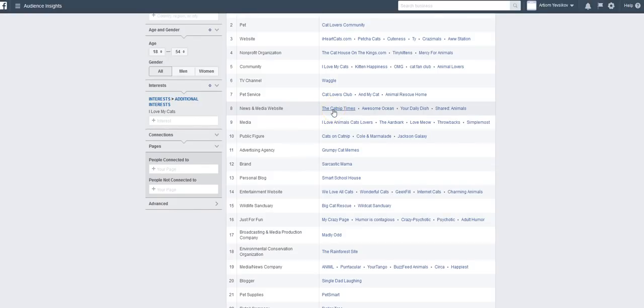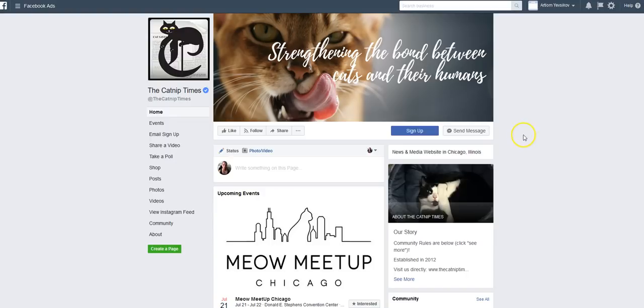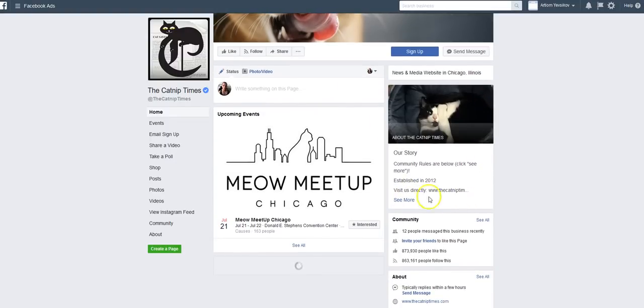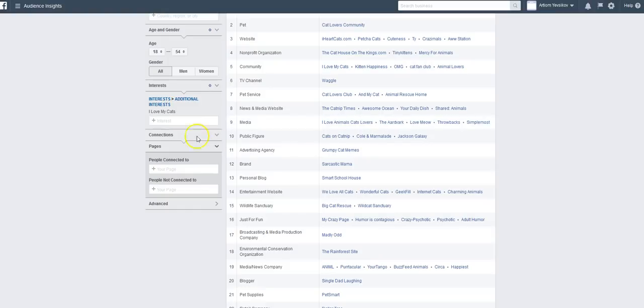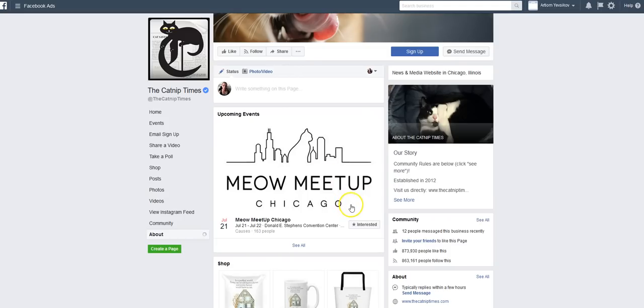Catnip Times. Okay, news and media website. Catnip Times. Awesome Ocean. Your Daily Dish. Shared Animals. All right, so let's see how targeted it is. Okay, Catnip Times. Let's go to their about page. What we want to find out here is what this page is all about, because it may recommend this Catnip Times in our ads manager. It may actually recommend that, but that doesn't mean it's related. We don't know if there are buying people there.